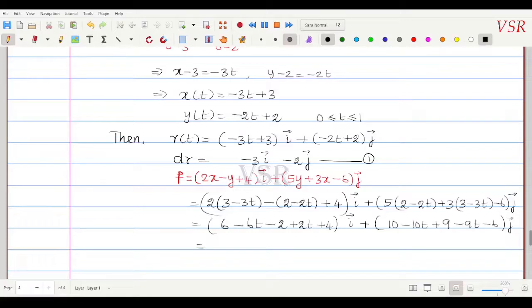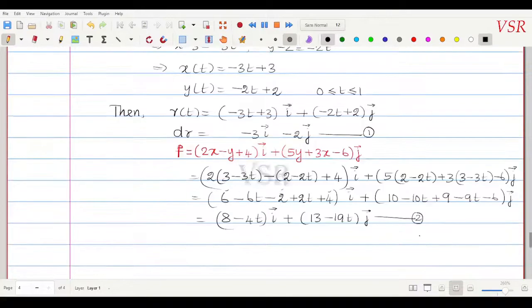This is plus 6 minus 2, which is 4, and 4 plus 4 is 8. Understood? Then here minus 6 plus 2. So we will have minus 4t into i vector, plus 10 plus 9 is 19, and 19 minus 6 is 13. So 13 minus 19t into j vector. Okay, so this is my second equation.